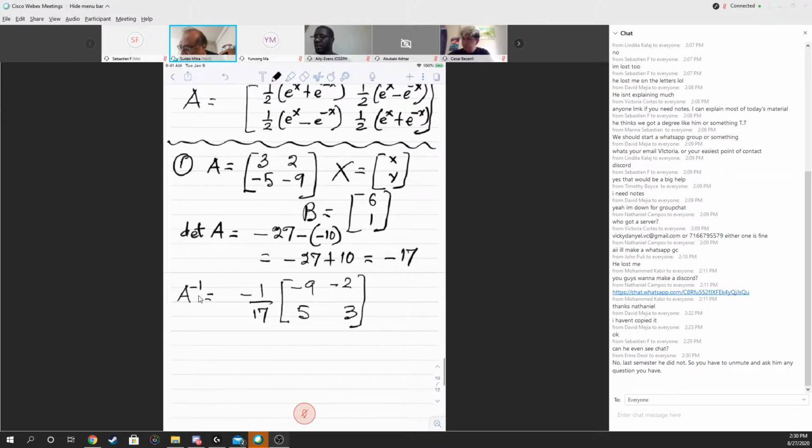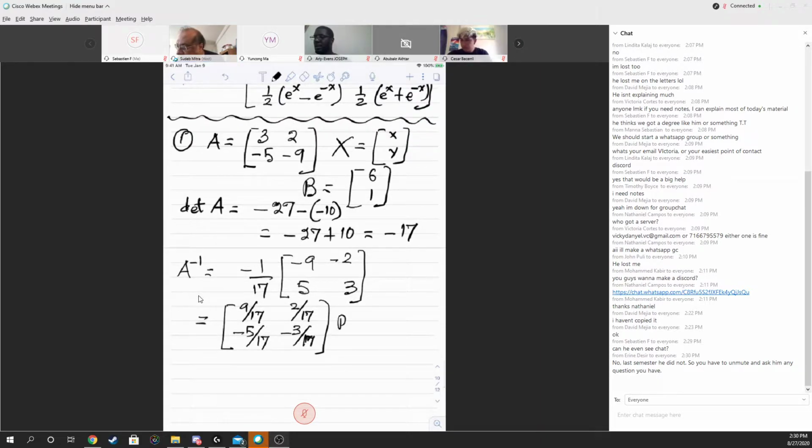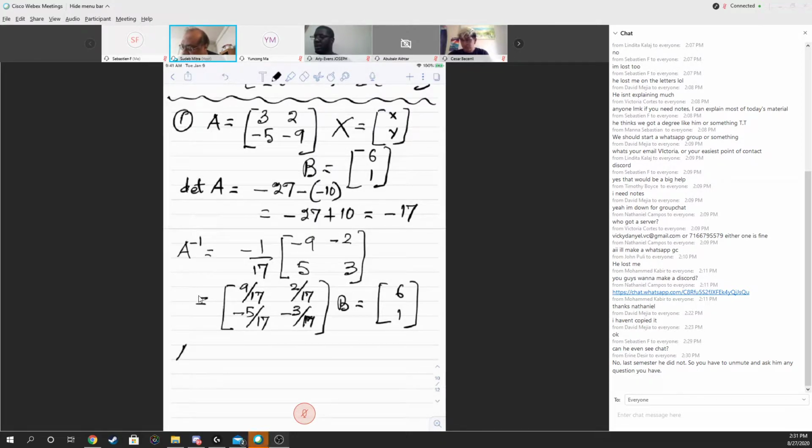So that is equal to minus 9 times minus 1 upon 17. So it is 9 upon 17, 2 upon 17, minus 5 upon 17, minus 3 upon 17. And B is 6, 1. So what is A inverse B?